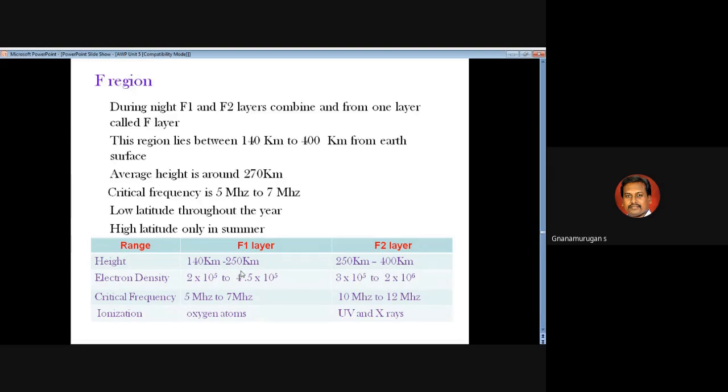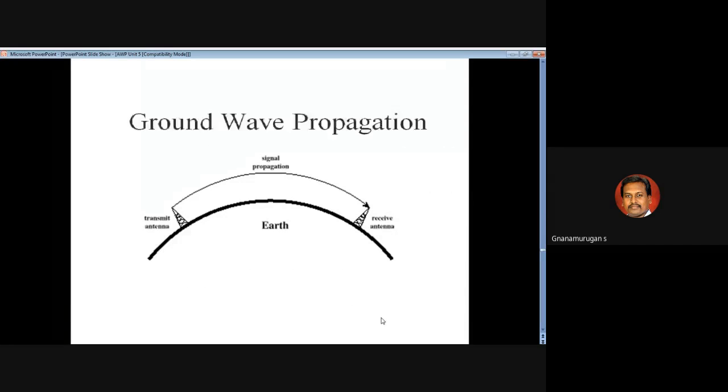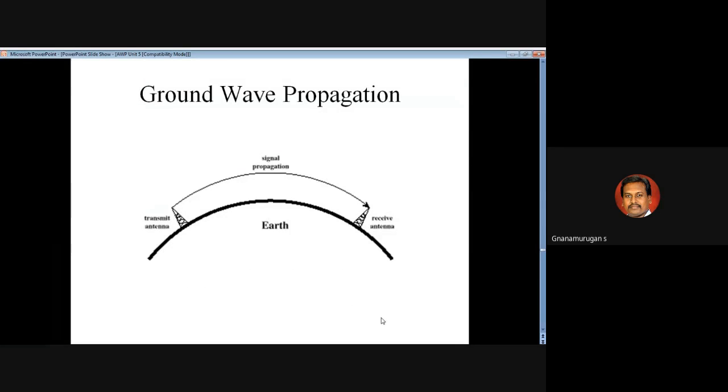And ionization: the F1 layer ionization is by oxygen atoms, and the F2 layer ionization is by UV and X-rays. Okay, so this is the explanation of the atmosphere. And next one is ground wave propagation.